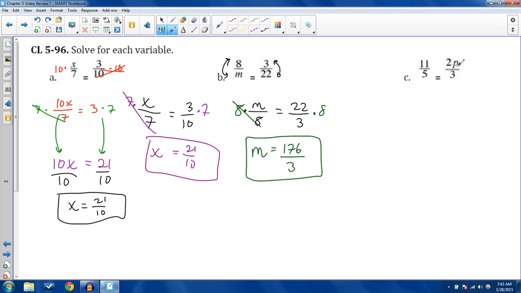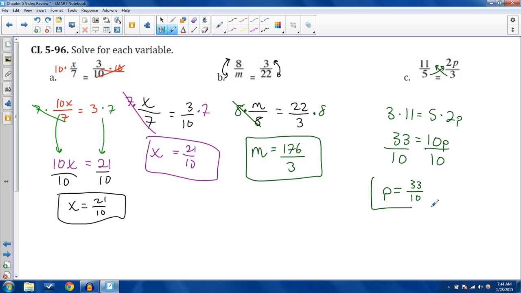Finally here, 11 over 5 equals 2p over 3. Okay, I'll do cross multiplication with you once. Take care of that. 3 times 11 over here. 5 times 2p over here. We still have to divide anyway. That's why I don't mind doing cross multiplication for one of them with you, but make sure you understand what's happening to it. We divide both sides by 10, and we get p equals 33 over 10. These problems really did not like you breaking down fractions or having clean numbers, so you have a final solution there.